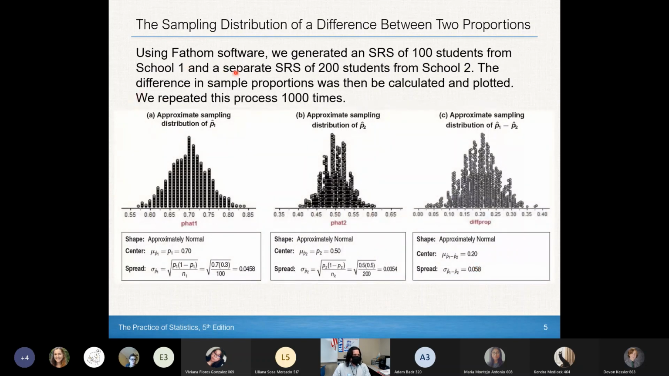Using Fathom software, which is a statistical modeling software that the publishers have that we don't, we generated an SRS of 100 students from school 1 and a separate SRS of 200 students from school 2. The difference in sample proportions was then calculated and plotted. We repeated this process 1,000 times, and that resulted in our sampling distributions of the sample proportions. We get it for school 1, school 2, and the difference, school 1 minus school 2.